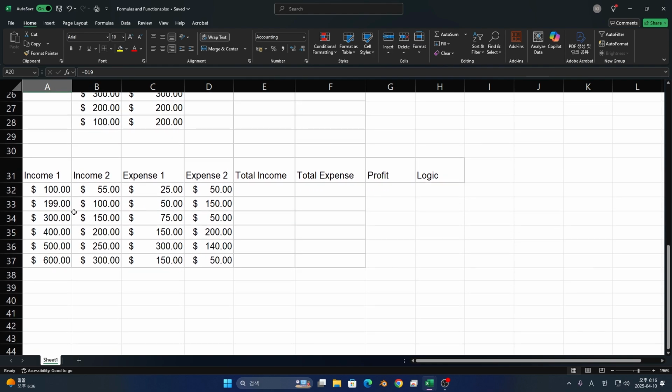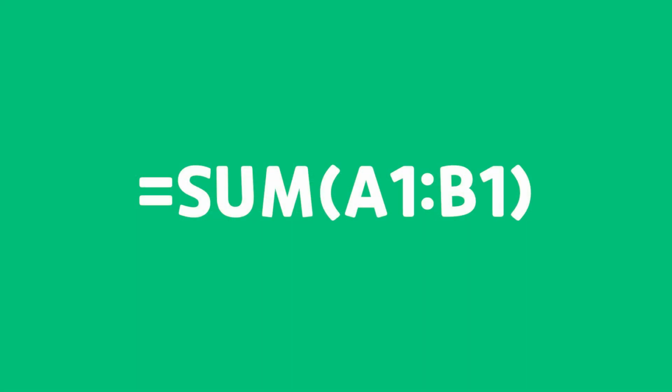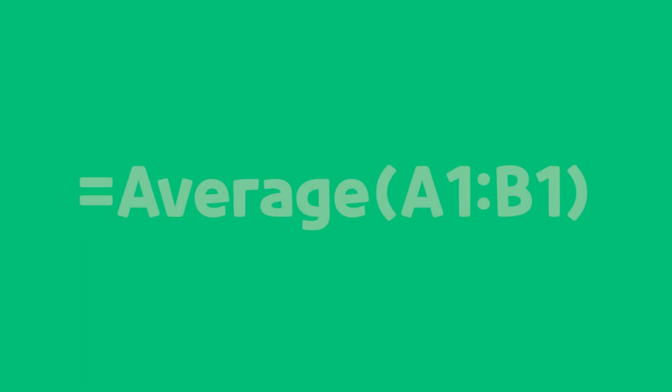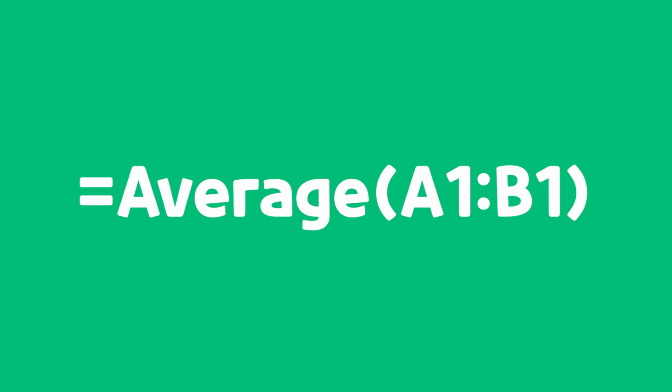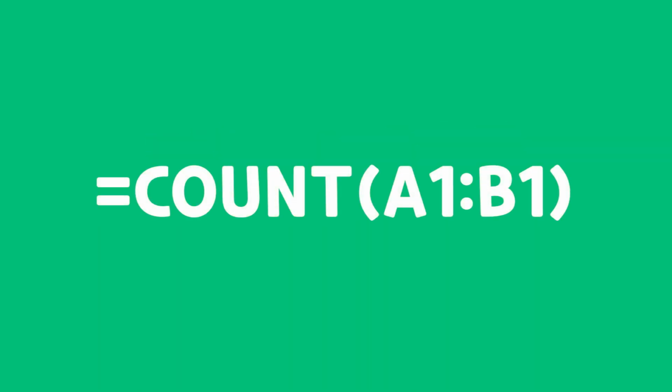Next, we're going to try different ones. There will be income, 2 incomes, and 2 expenses. So we're also going to use a different method, functions. There are different functions. Sum, which is same as addition, which adds numbers in a range. Average, which calculates the average of numbers in a range. Min or max, which finds a minimum or maximum value in a range. Count, which counts the number of cells containing the numbers.